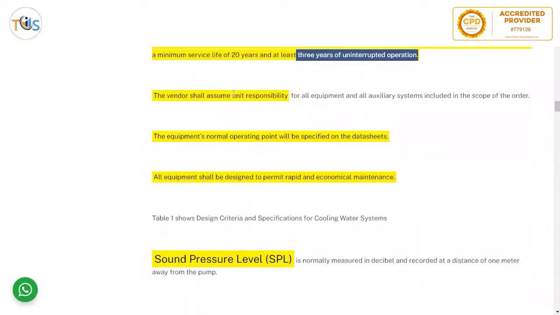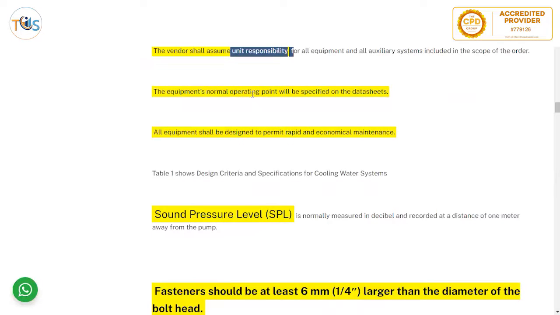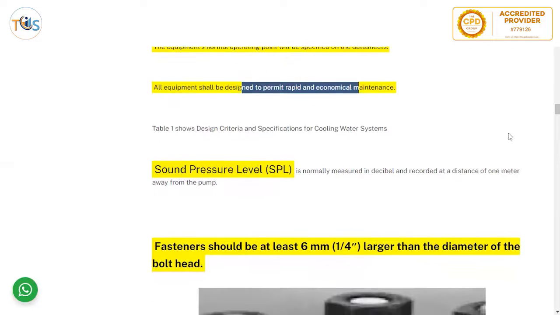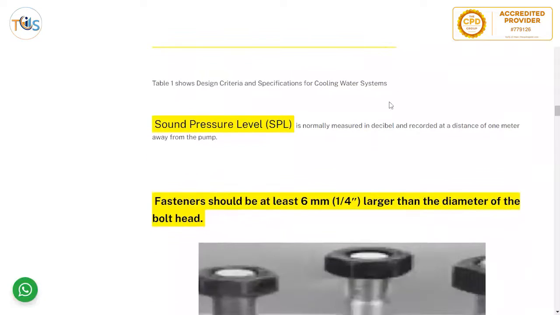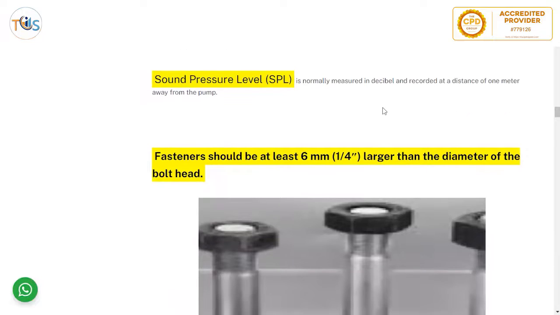When the vendor assumes full unit responsibility, or full responsibility for all the parts and auxiliaries, including the turbine, all equipment's normal operating conditions shall be specified on the data sheet. It is obvious. All equipment shall be designed to permit rapid and economic maintenance. This is again sort of obvious. There is a table that shows design criteria and specification for cooling water systems for the turbine.